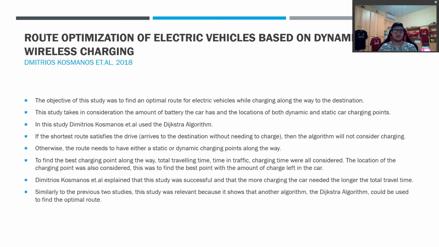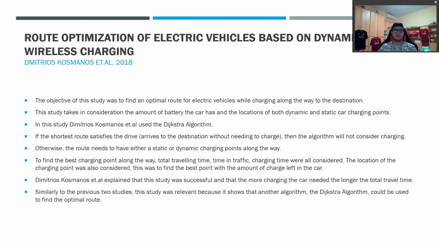The third study is Route Optimization for Electric Vehicles Based on Dynamic Wireless Charging by Dimitrios Kosmanos et al. in 2018. The objective of the study was to find an optimal route for electric vehicles while charging along the way to the destination. The study takes into consideration the amount of battery the car has and the locations of both dynamic and static car charging points.